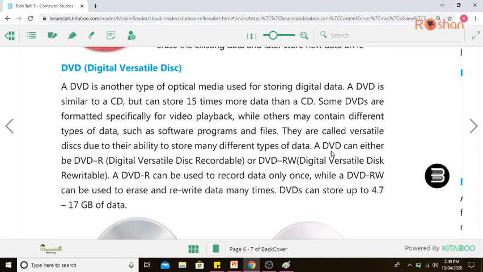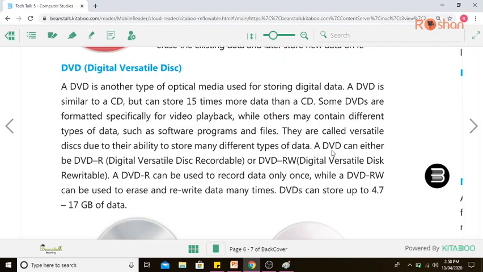Next comes DVD, digital versatile disc, is the full form. DVD is another type of optical media used for storing digital data. A DVD is similar to the CD but can store 15 times more than the CD. Some DVDs are formatted specially for video playback, while others may contain different types of data such as software programs and files. They are called versatile discs due to their ability to store many different types of data. The CD stores a very small amount of data, so DVD is the higher version, storing 15 times more data compared to the CD.